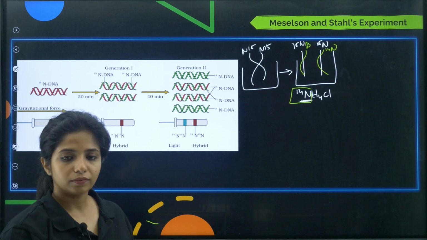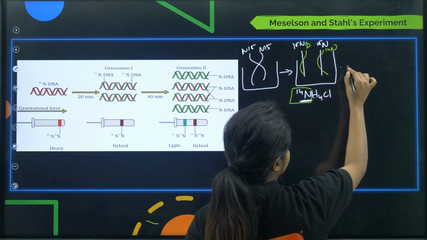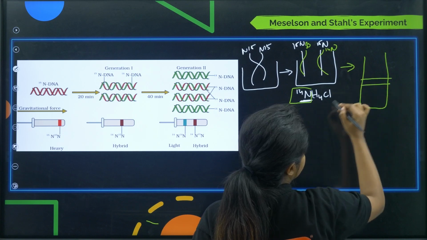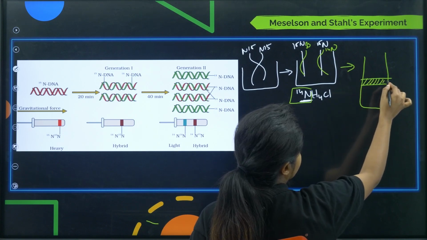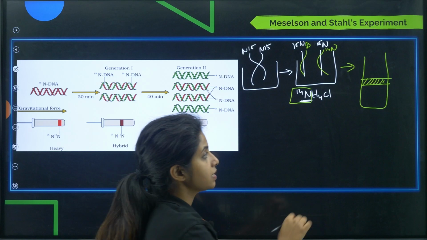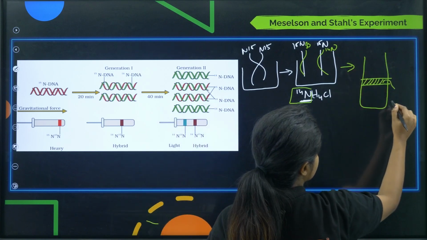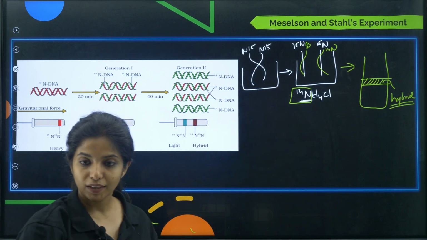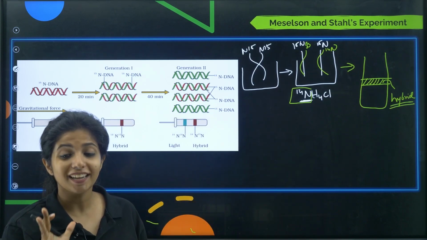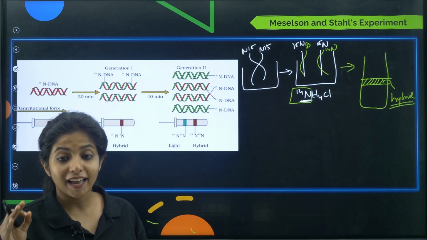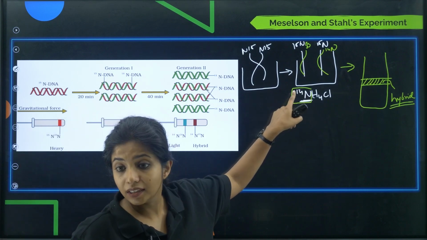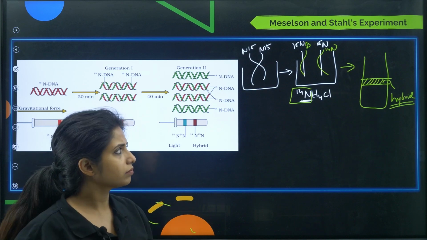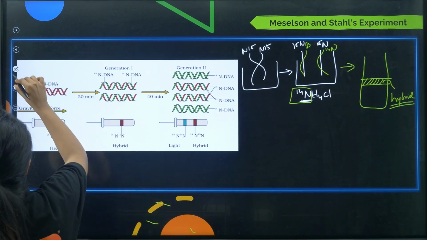Now, if I do centrifugation, what will I find? I'll find that the DNA is there in the middle. It's not at the bottom, it's in the middle because it is showing hybrid nature. That means the DNA has replicated and incorporated the N14 version of it over there, right? Now, still it's not done.